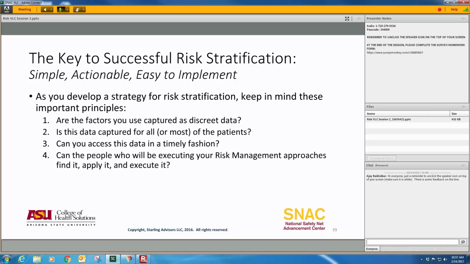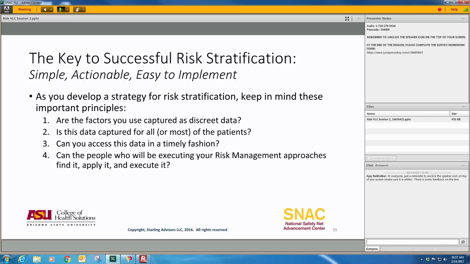So in terms of thinking about how risk stratification might work in your care setting, we have found that simple, actionable, and easy to implement risk stratification models tend to work better than ones that try to be extraordinarily comprehensive.